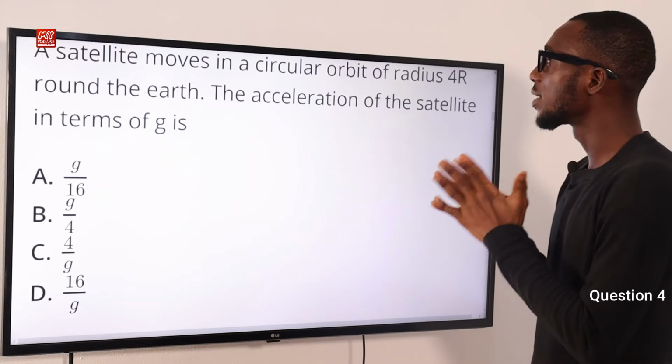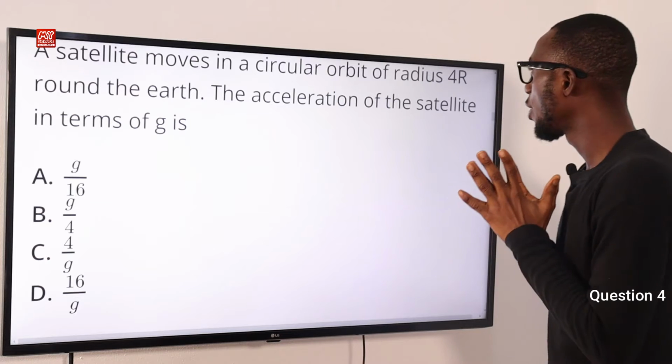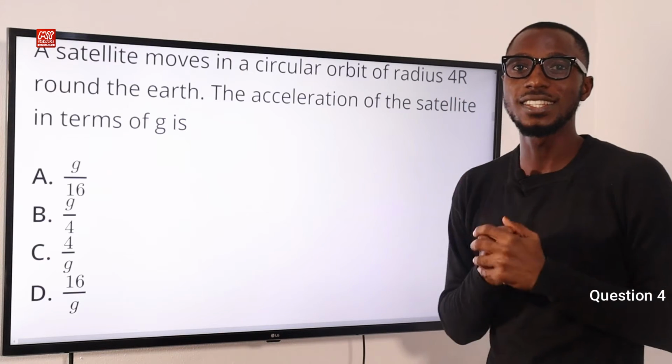A satellite moves in a circular orbit of radius 4r around the Earth. The acceleration of the satellite in terms of g is g over 16.